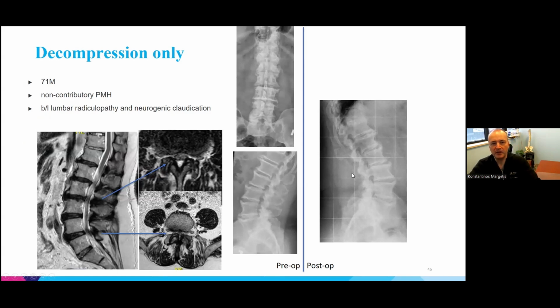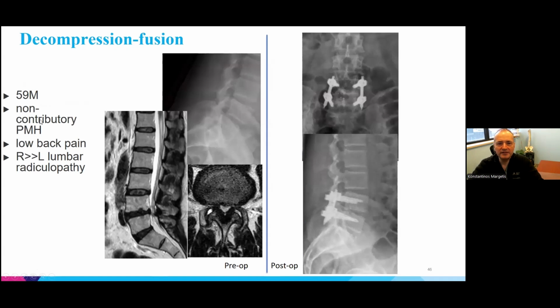But in this case here, the patient had low back pain and radiculopathy, and on the standing x-rays had a degree of spondylolisthesis. So that's why in this case, we had to do a fusion. You see the screws here and the rods that were placed to lock the bones together.